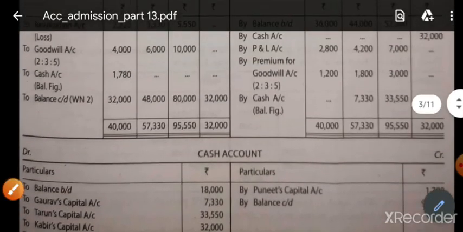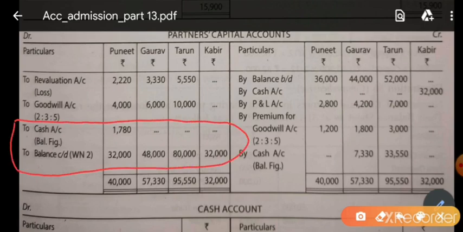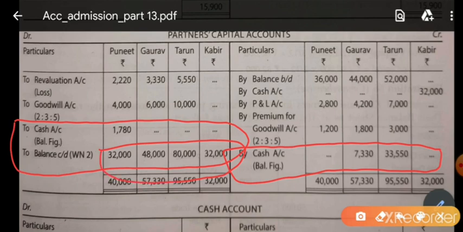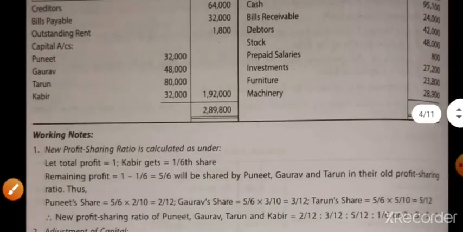So in the whole illustration, only this part was new. First of all, calculating the new capital and then finding out the balance. These were the new capitals that we calculated, and then we calculated whose capital is more and whose capital is less. That's it. The other things were all the same. So we can see one more illustration.